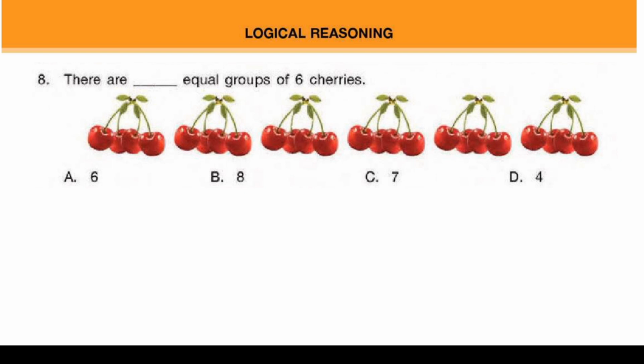Well, clearly in this figure what we have is 1, 2, 3, 4, 5, 6. So we have 6 bunches with 4 cherries each. And now what they are asking us is, if we make bunches of 6 cherries, then how many bunches will that be? Well, it will be the same number, that is 4 here. So our answer here will be 4, which is option D.